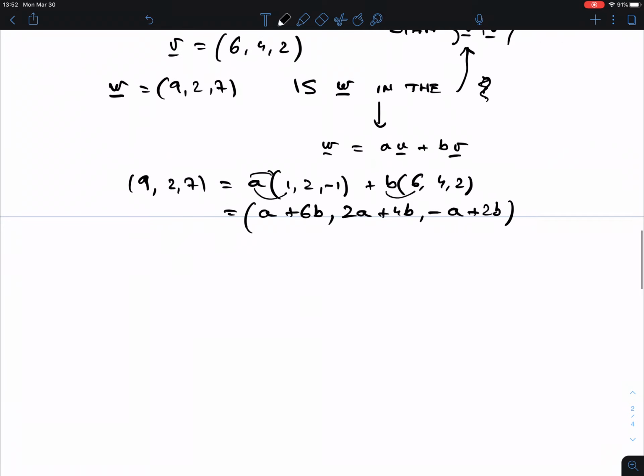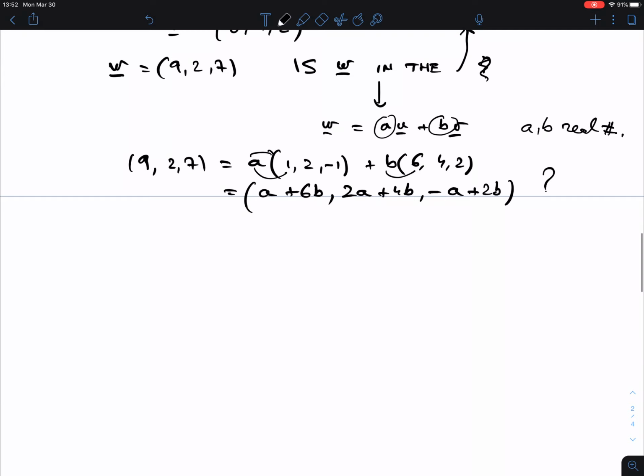So this is now the question. Are there a and b? Because if it's a linear combination, there must be a and b, which are real numbers, but we don't know yet what they are. So can we find a and b? Well, we actually have a system of equations. We get this system here: 9 equals a plus 6b, 2 equals 2a plus 4b, and the last one is 7 equals minus a plus 2b. So the question is, can we find a solution of this system of equations? Some systems of equations have solutions, some don't.